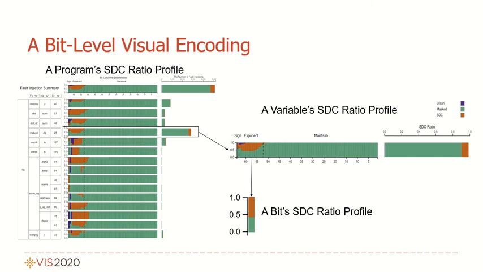To summarize the result of the bit-flip experiments, we designed a bit-level visual encoding which refers to the IEEE 754 floating point format. This visual encoding enables users to study an individual bit's resiliency without losing a program's overview SDC profiles. This visualization tells that in the conjugate gradient program, for different variables and different lines, most of the bit flips that happen in the mantissa bits won't affect the program's output. The majority of the silent data corruptions are caused by the bit flips in the exponent bits and the sign bits.